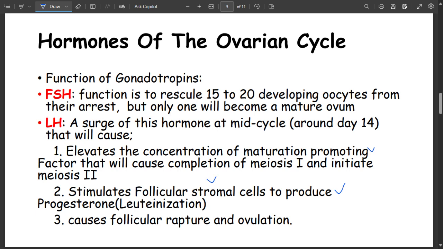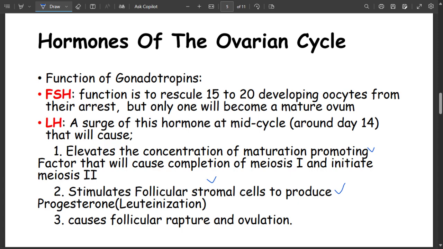What are follicular stromal cells? So in the ovary, you have a connective tissue that has these primordial follicles in them. That connective tissue that is in the ovary has follicular cells. Those follicular cells are known as follicular stromal cells. So stimulating those follicular stromal cells is what is termed luteinization, stimulating them to produce progesterone.